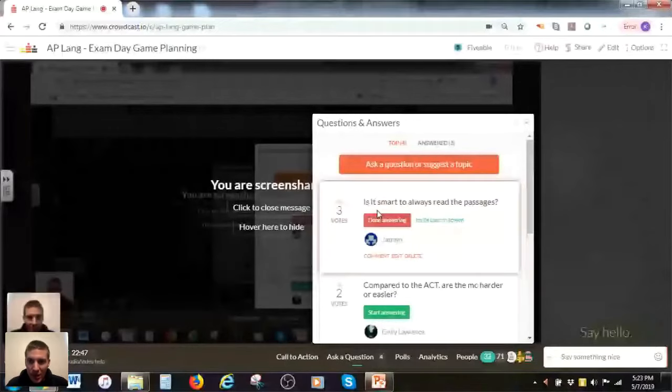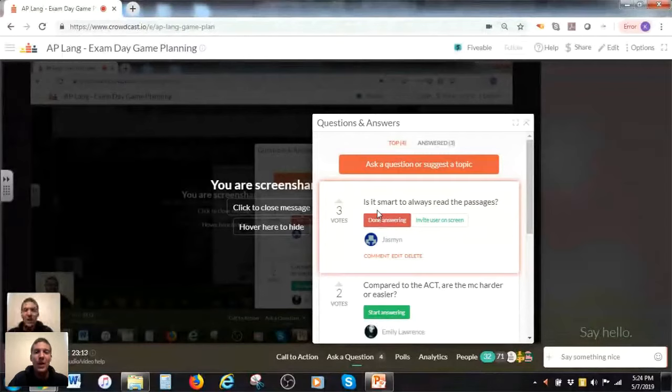So, is it smart to always read the passages? I know this question probably popped up relatively early on, and I was probably pretty thorough with this, so I won't repeat a whole lot of what I said, but absolutely great question. I highly, highly, highly recommend reading the passages. Not just because I love reading, because really, let's be honest, I don't always love reading these multiple choice passages for AP. They don't want us to always love them. They want us to be able to comprehend them.